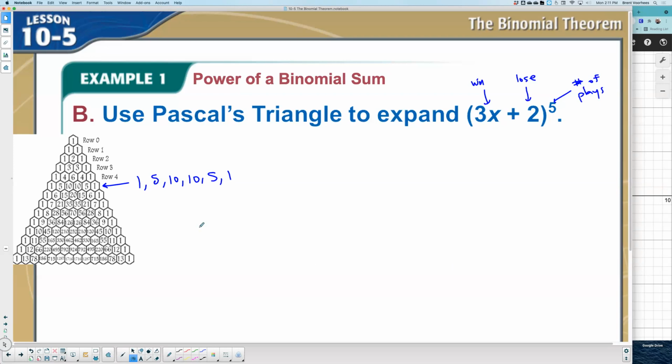Now here's what that means. When you expand that out, (3x + 2)^5 will be equal to 1 times (3x)^5. It's like saying one person who wins all 5 times: (3x)^5.